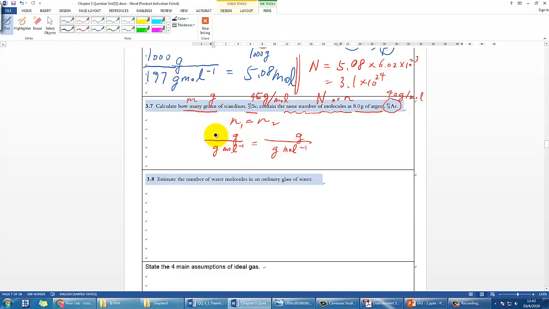So for the scandium, we would have the unknown mass. So let's put it as M, and then the molar mass is 45. For argon, it is 40, and the mass is 8 gram. So just simply solve this equation, and you should be able to find the answer, which should be 9 gram. Okay, 9 grams simply.